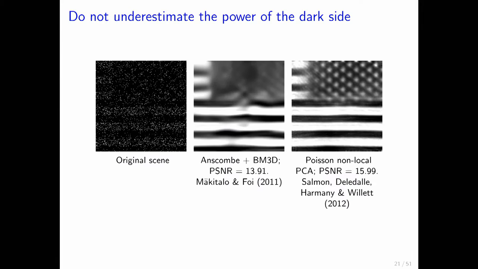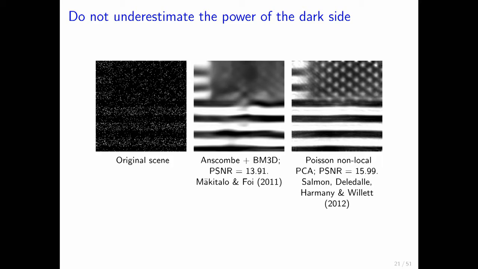So this, again, is our toy photon-limited image that we've been playing with here. This is the result of using this Anscombe transform and then plugging that data into a method that's really designed for Gaussian noise. And this is the result of this union of subspaces model that takes into account Poisson noise right from the very beginning.